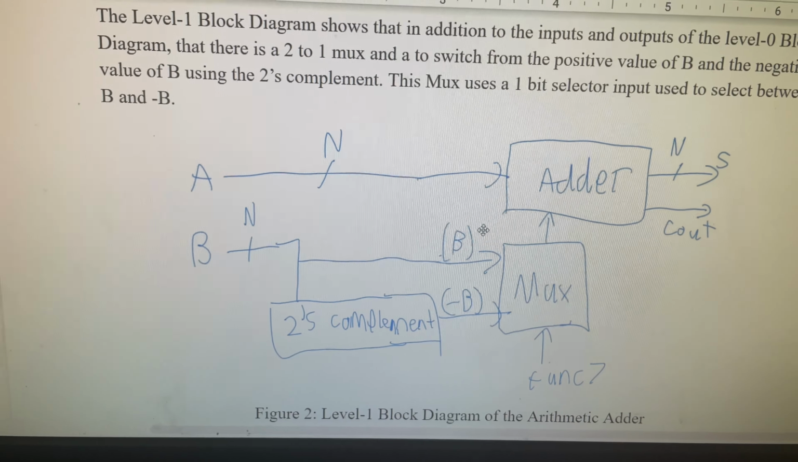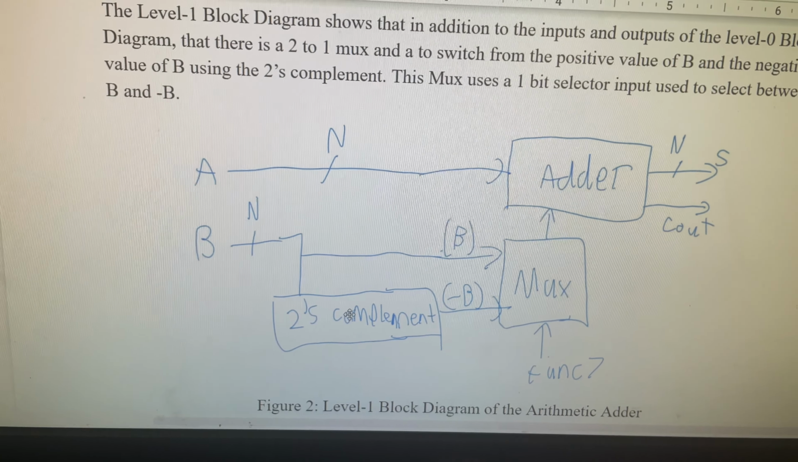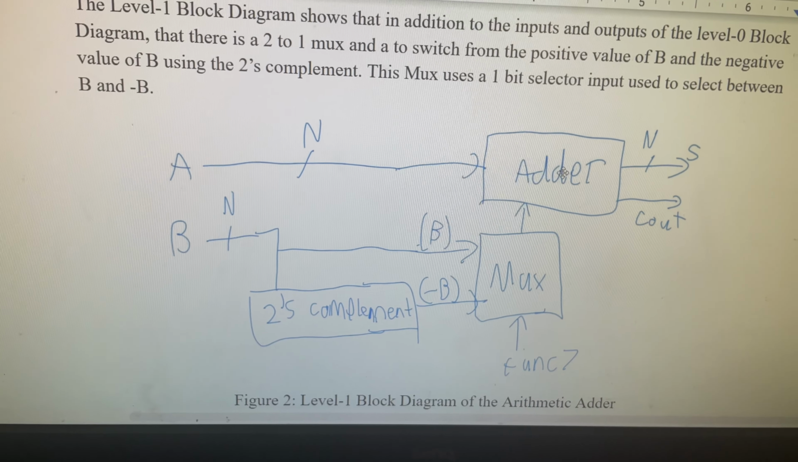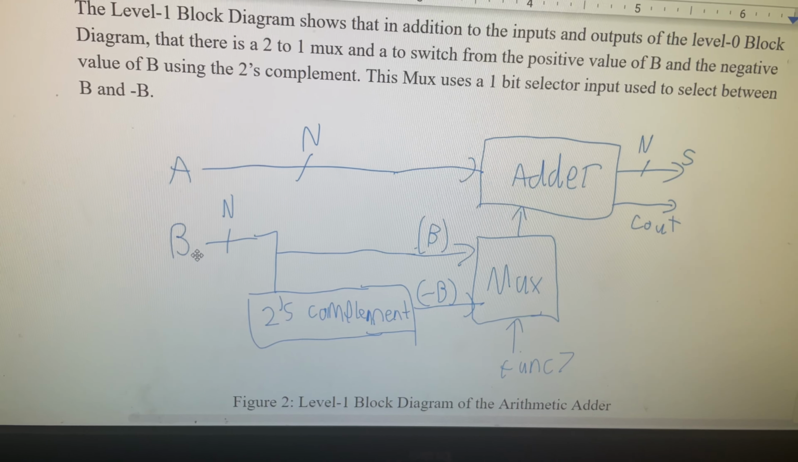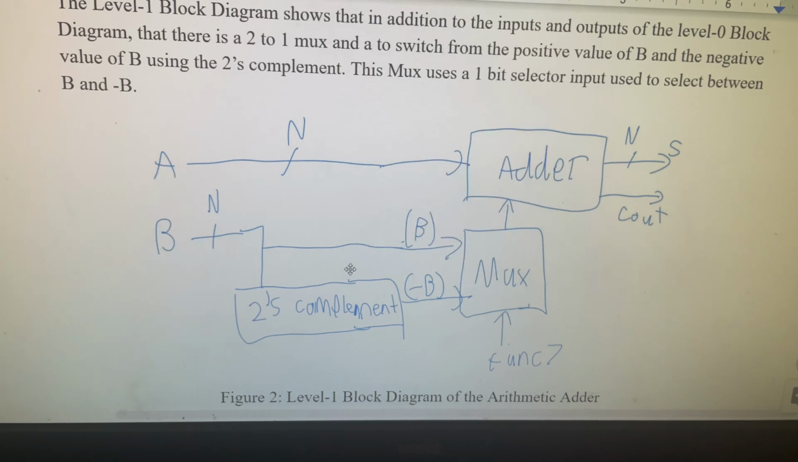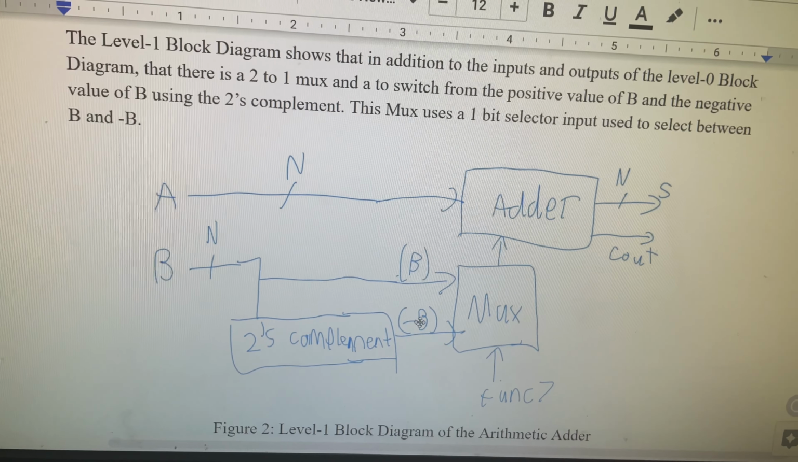So if we want the adder to do subtraction, we need to add a 2's complement portion, and that 2's complement needs to apply to a mux, which then goes into the adder for the second value. So this is very important. It's the only way that you can do subtraction that I know of in an adder. Otherwise, you can just use an adder if you're not worried about subtraction.